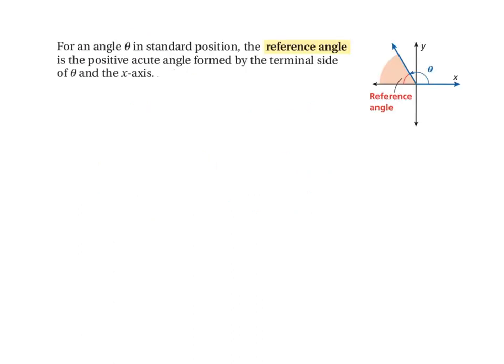For an angle theta in standard position, the reference angle is the positive acute angle formed by the terminal side of theta and the x-axis. So there's lots going on in this definition, and I want to be careful and keep track of things. The reference angle is a positive acute angle. From geometry class, you'll remember that acute angles are between 0 and 90 degrees. If we make it to 90, that's a right angle, so we want to be less than 90.